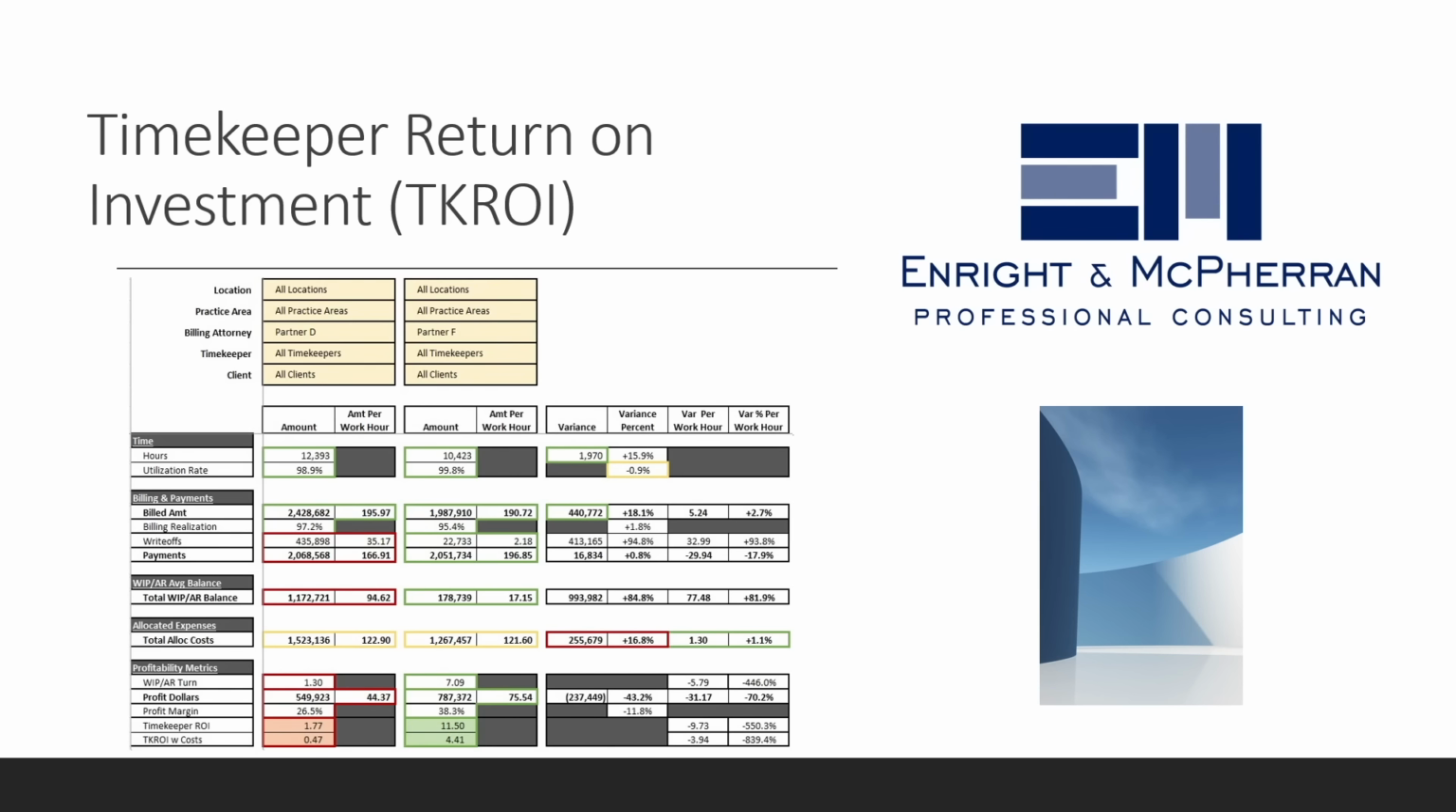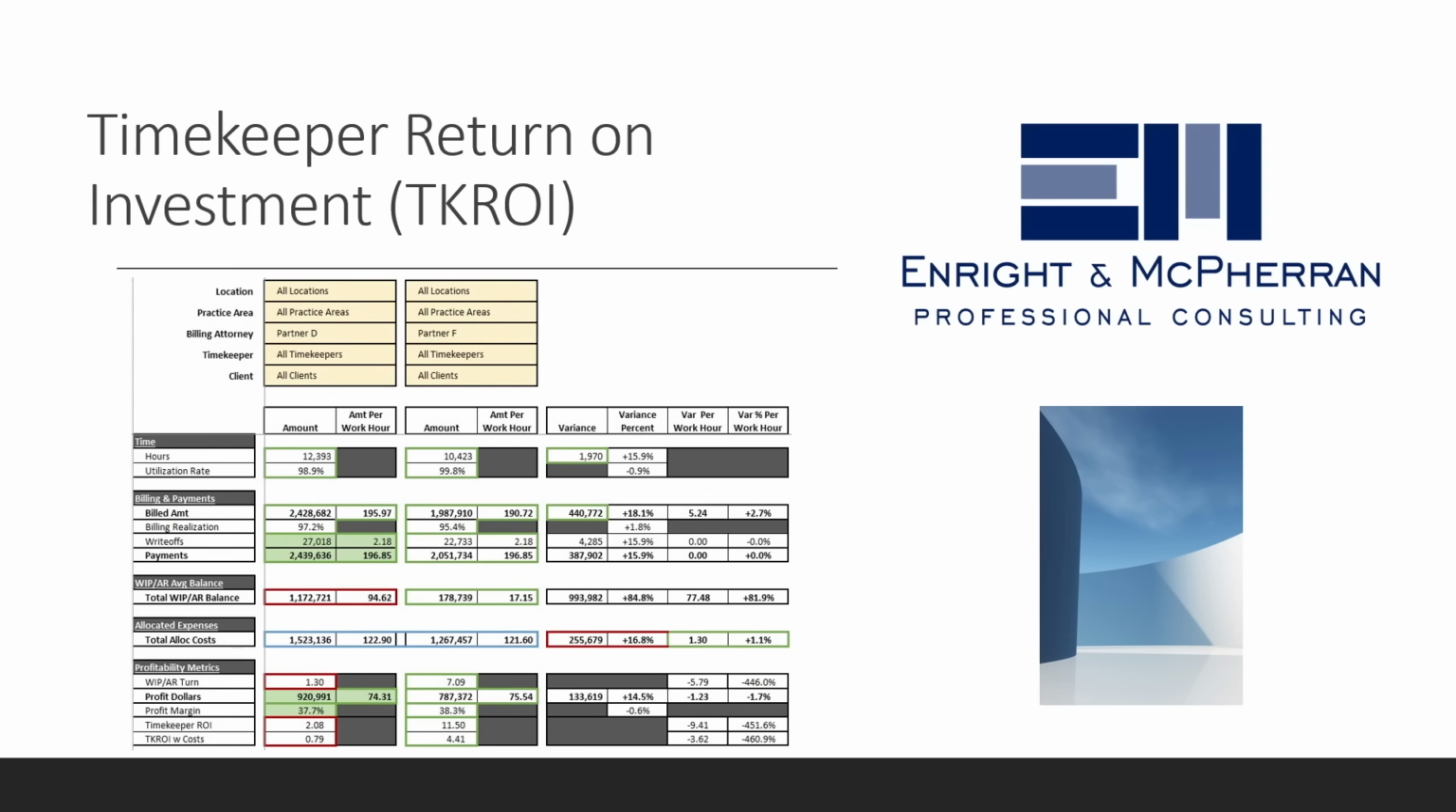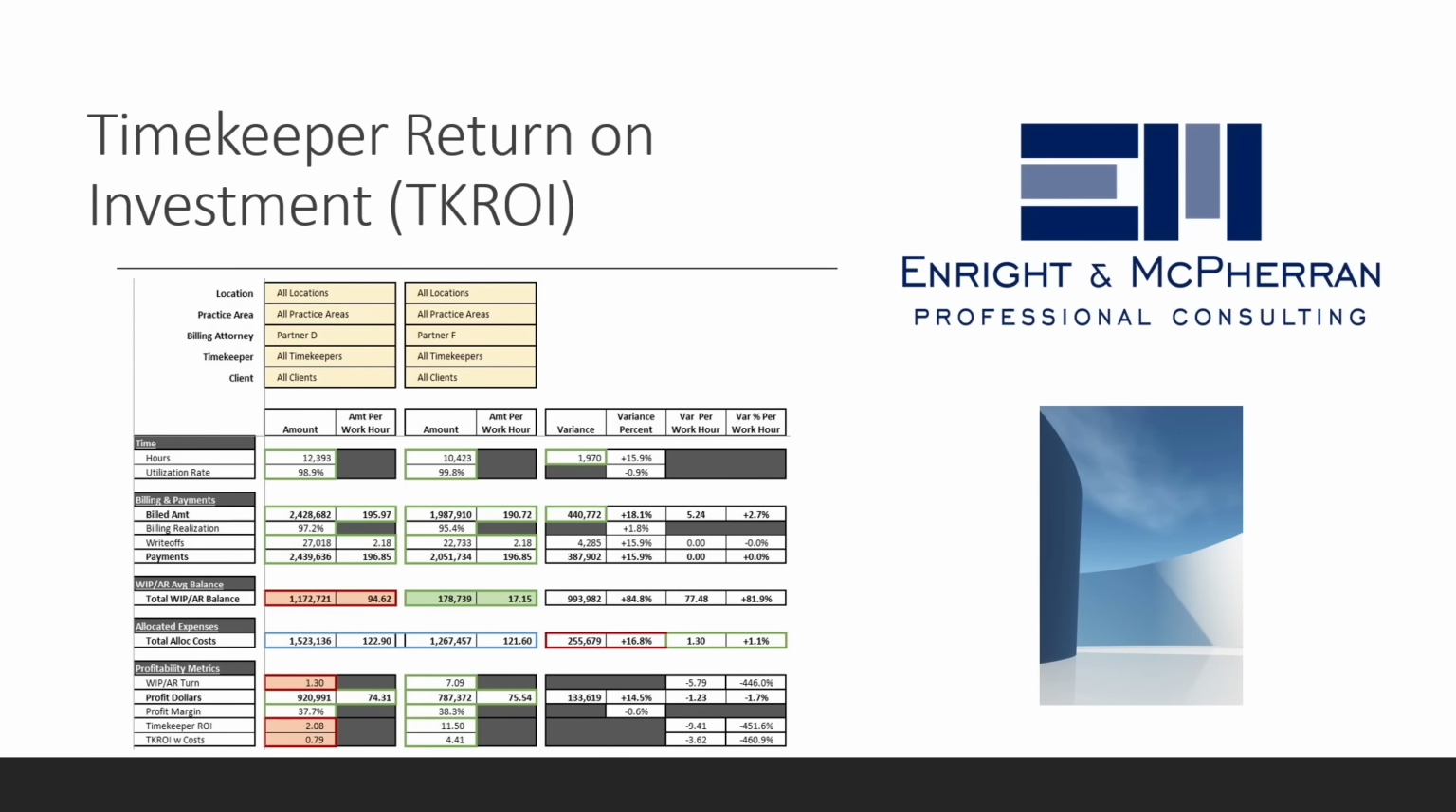Let's do a variation of this view that brings Partner D's write-offs and payments received in proportion with that of Partner F to see how that affects their profitability and their timekeeper return on investment. First, we change the value of their write-off and payments per billable hour to the same proportionate rate as that of Partner F. We see that definitely helps bring their profit margin in line with that of Partner F, but the WIP AR turn and timekeeper return on investment values are still not very good. Why is this? Even though they're pretty close to equal from a profit margin standpoint, Partner D is still carrying a much higher average WIP AR balance.